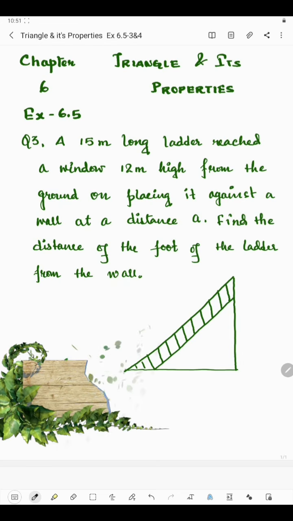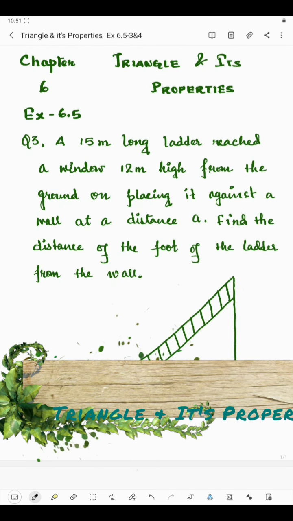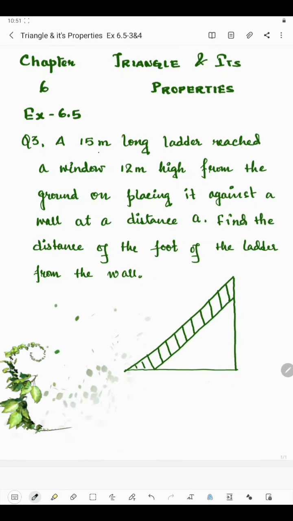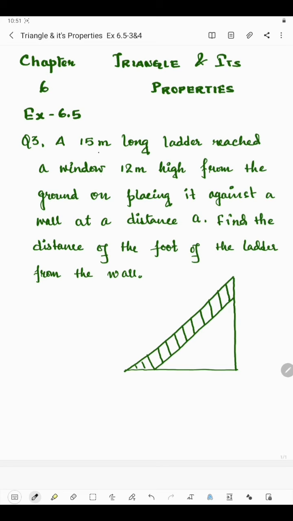Students, now I'm going to start question number 3 of exercise 6.5. Question number 3 says, a 15-meter long ladder reached a window 12-meter high from the ground on placing it against a wall at a distance A. So this is the ladder and the length of the ladder is 15 meter. It reached a window. Suppose here is the window, 12-meter high from the ground.